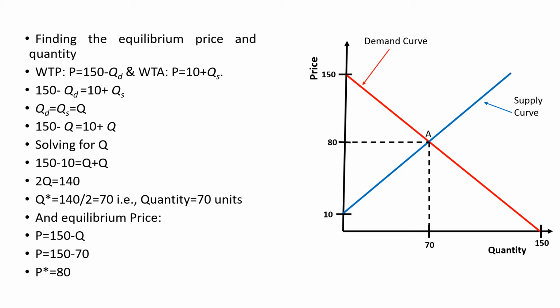However, it is good practice to also try the equilibrium quantity of 70 units in the other equation, which is the willingness to accept equation. If you get the same value, then you know that you're doing the right thing. However, if you get a different value, just know that you've made a mistake somewhere.